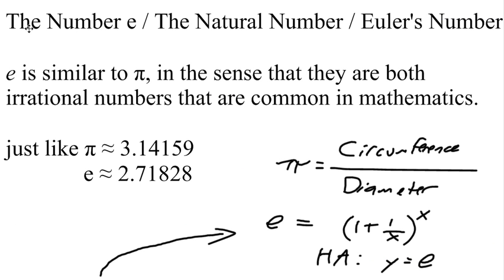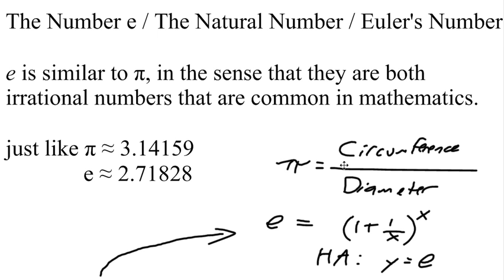So in math, there's another pretty common mathematical constant called E. It's also called the natural number or Euler's number. It's similar to pi, in that they're both irrational, never stop, never repeat. They're a little bit mystifying. Pi is about 3.14159. E is about 2.71828.